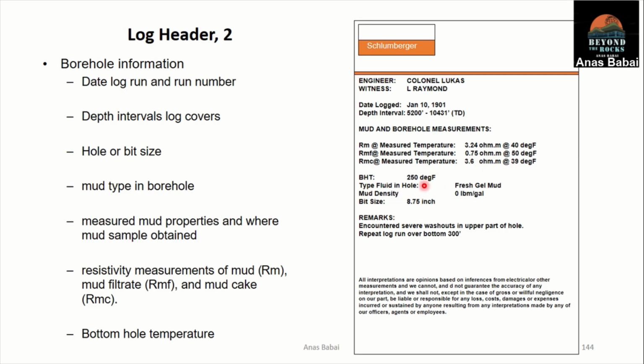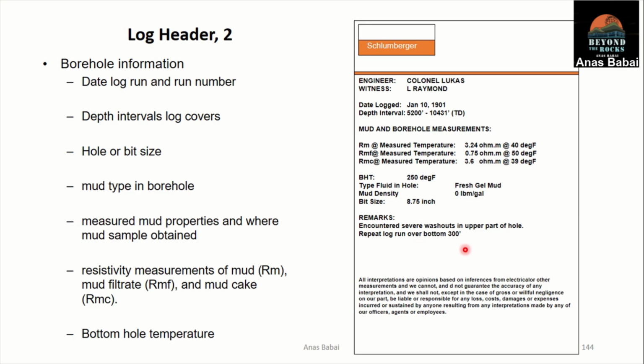We have the borehole temperature also. We will find it in the log header. Type of drilling fluid, the density of the drilling fluid, the bit size, and if there are any remarks, for example, if the well is deviated or vertical. For example, if this borehole encountered several washouts in the upper part of the hole, and repeated log run over bottom 300, that means the logging has been repeated for that specific interval.